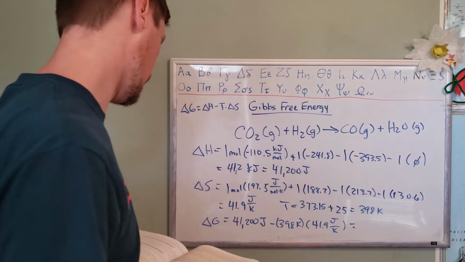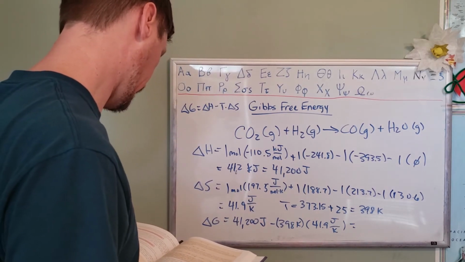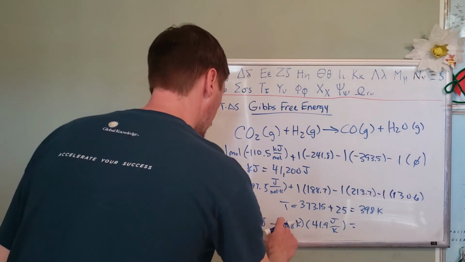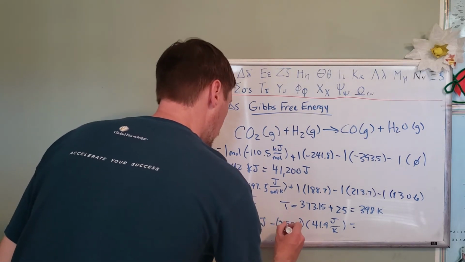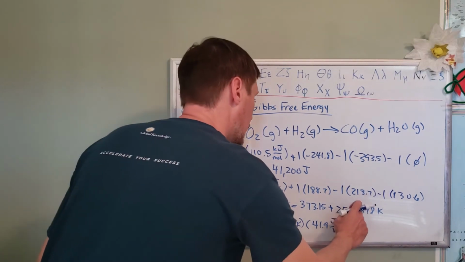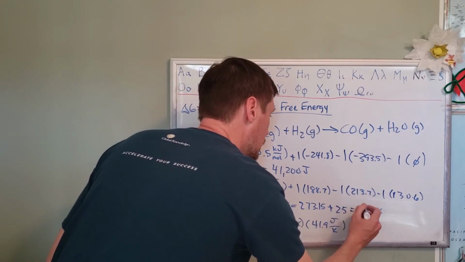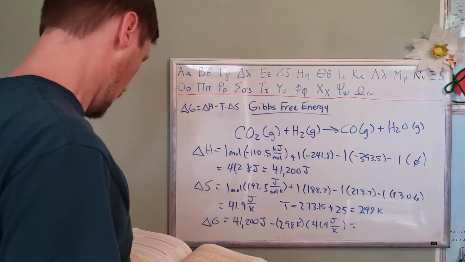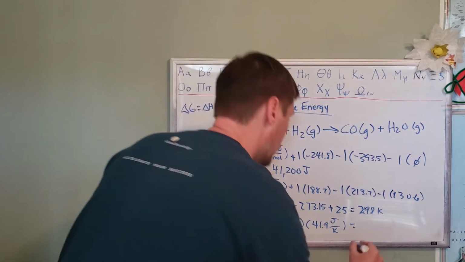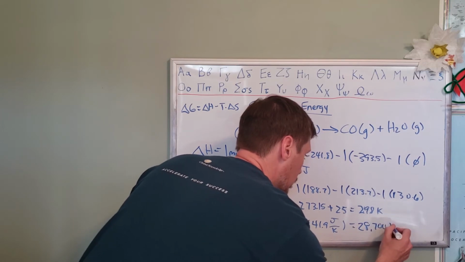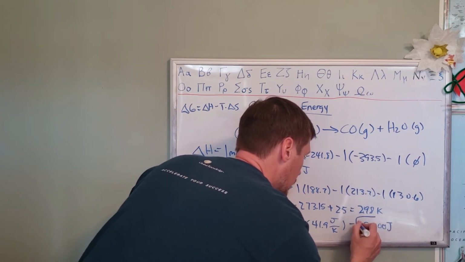Wait a minute, something's not right here. What did I do wrong? Oh yeah, that's right. That's what's wrong. 298, 298 right there. So I did this wrong. This should be 273. My bad. 273 plus 298. So we get a final value of 28,700 joules. All right. So that's the change in G.